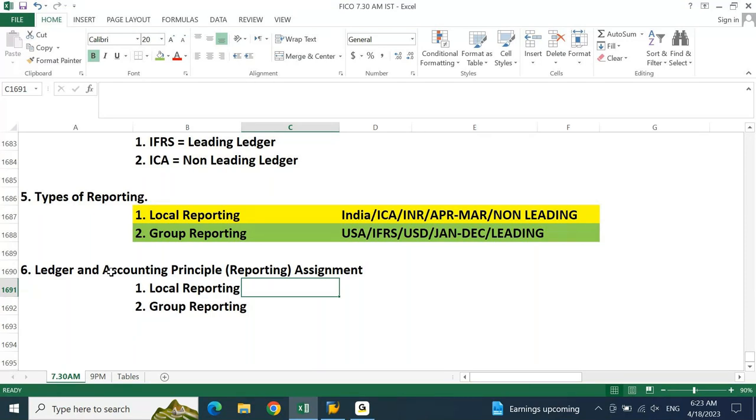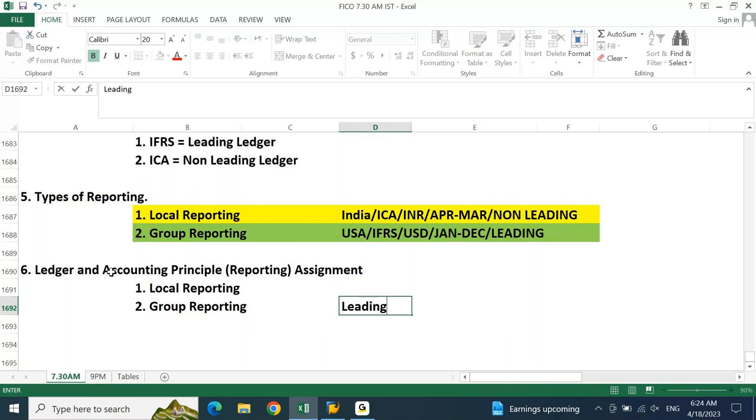When you talk about leading, non-leading ledger, you have to be very clear. You have to have clear clarity on what basis you are assigning leading ledger, non-leading ledger to the respective reporting or to the respective accounting principle. The standard rule that is followed in any project is your leading ledger is always used for which reporting? Group reporting. For group reporting, we will be using leading ledger. For local reporting, we will be using non-leading ledger.